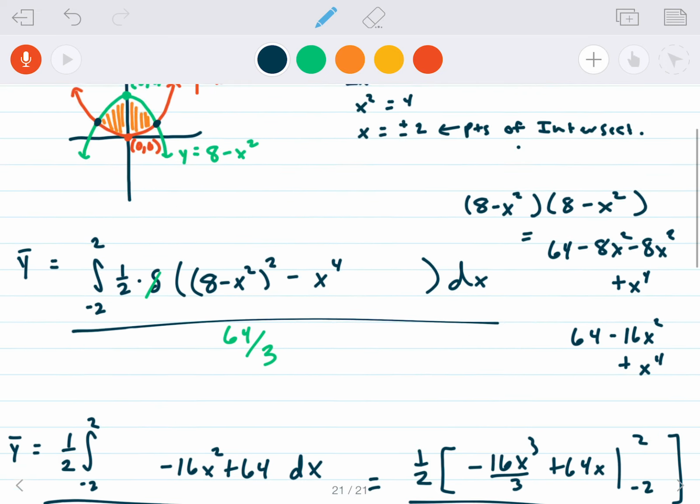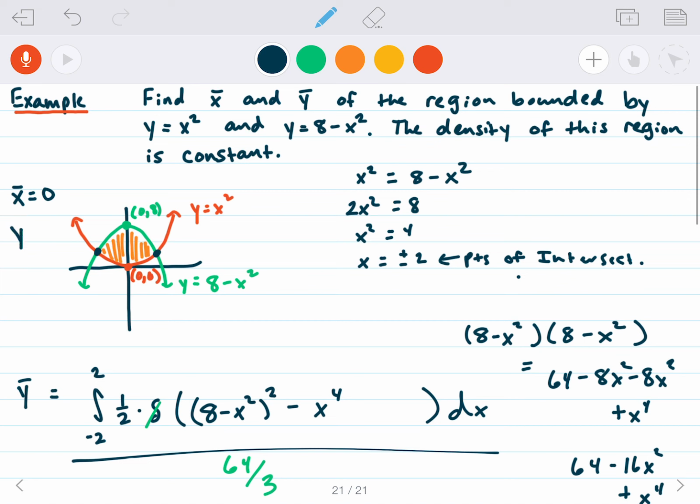Now let's go back up to our picture. So our center of mass is going to be at the point x is 0, y is 4. Maybe I'll do it in purple. This is our center of mass. And that is going to be right here, right smack dab in the center.